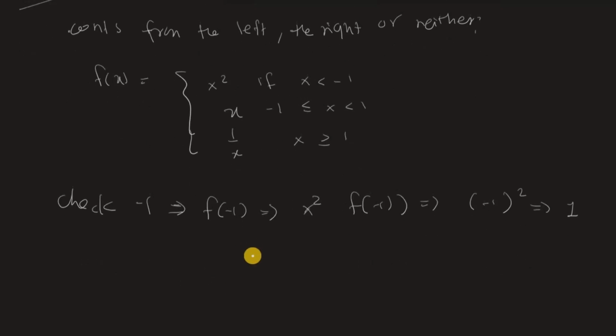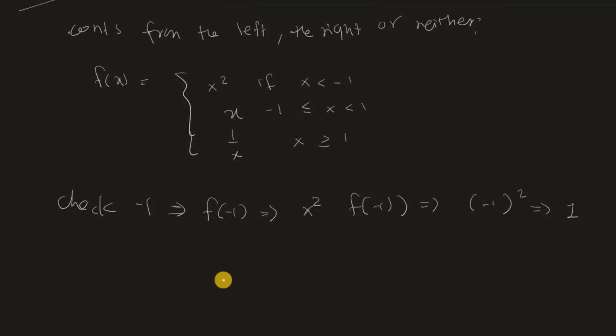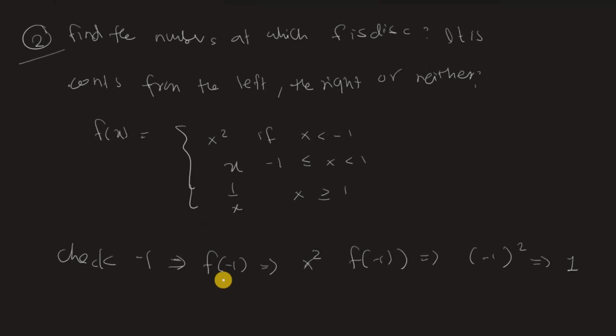And now let's go ahead and check for the limit, because remember in our previous videos I explained to you guys that for the function to be continuous, the limit and the function value itself have to match. So now we have the function value. Let's go ahead and check if the limit exists or not, and whether it equals 1 or not.